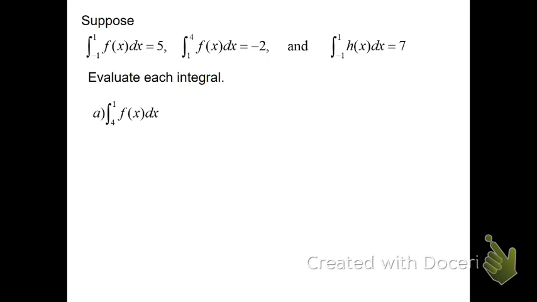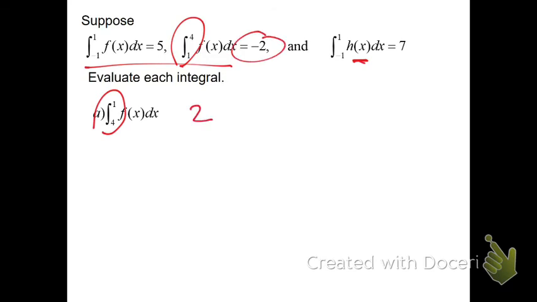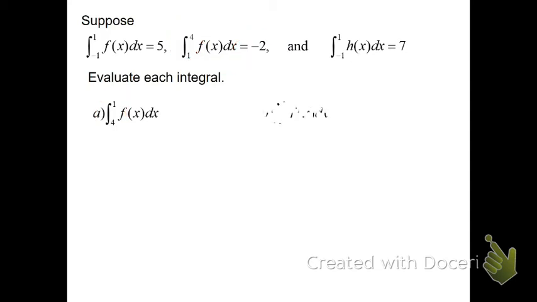Okay, see if you can do these on your own. Hit pause. This is also very common on the AP exam. They don't really tell you what the function is that you're integrating. They just tell you pieces about it and then ask you to use those rules to figure it out. So pay attention to what's given. They want to know the integral from 4 to 1 of f of x, but what's given is 1 to 4. So since the bounds are reversed, make it negative, make it its opposite. Answer would be 2. Okay, next one.